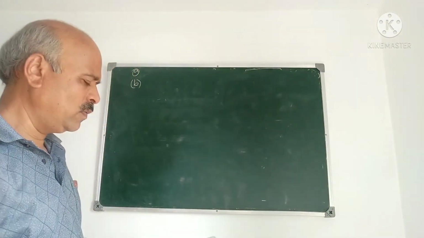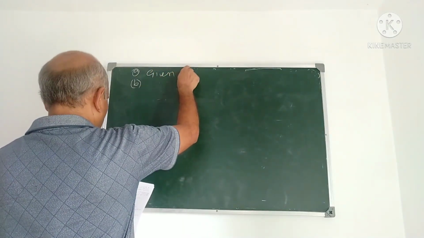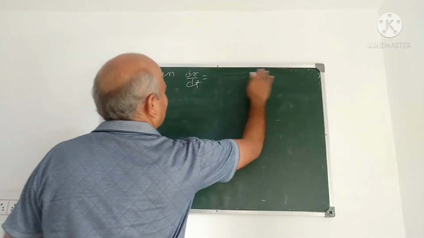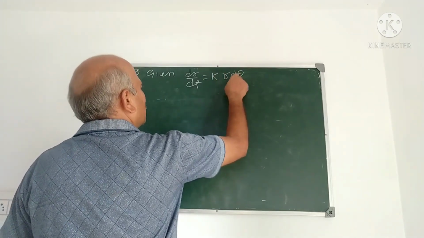That is the first part. Consider the first part. What is given? Given dr by dt, that is the radial velocity, is always proportional to the transverse velocity.